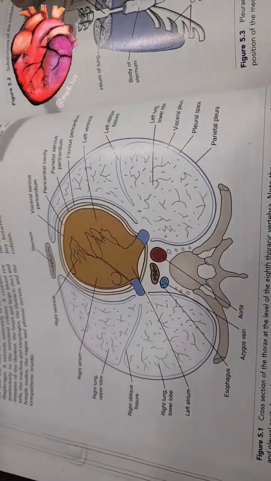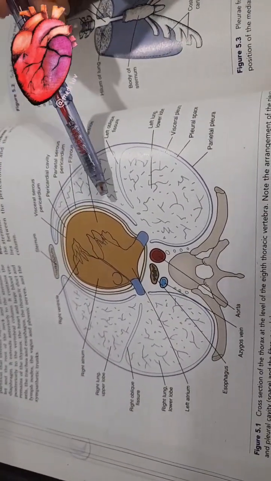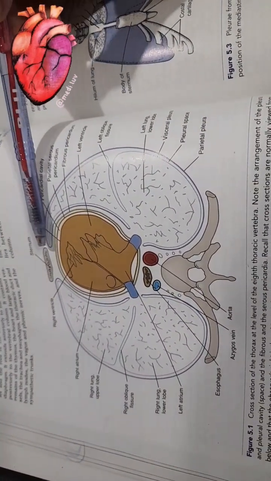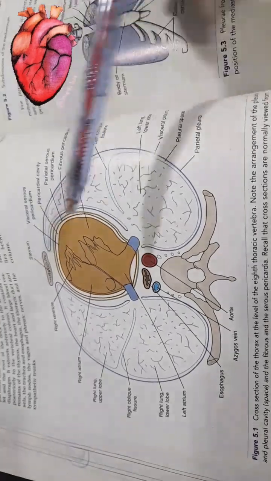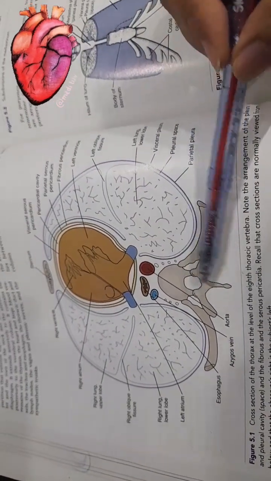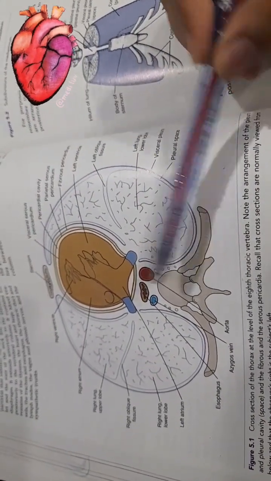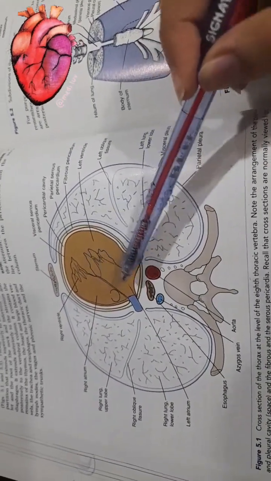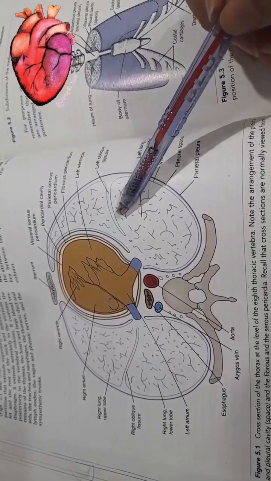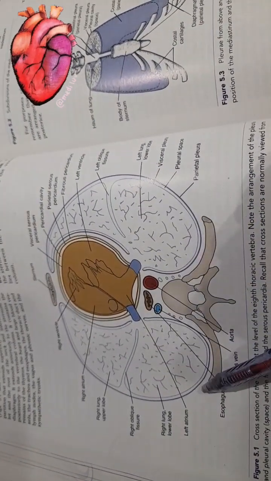As you can see in this diagram, this is a cut section of the mediastinum. This is the anterior surface. Anteriorly we have the sternum. Posteriorly we have the thoracic vertebrae. The central position is of the heart along with its vessels, and the lateral boundary is formed by the lungs along with their pleura.